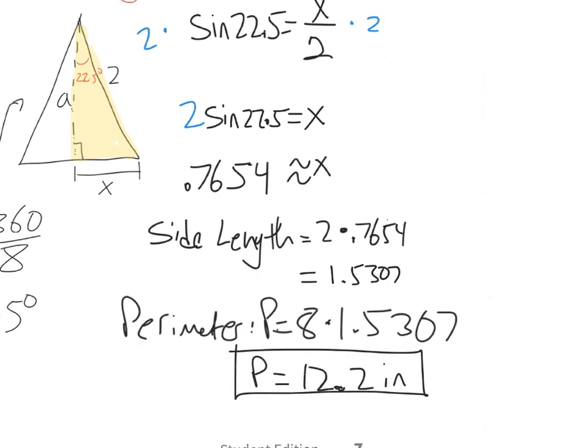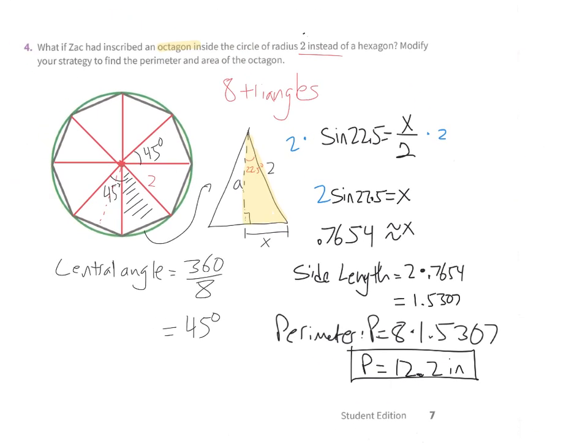So the big idea here is we find the half side. We found that out here, that x, call that the half side, and then we use that to find the whole side length. And then once we find that side length, since this is a regular octagon, we can multiply that by 8. All right, so that's what we're getting here.